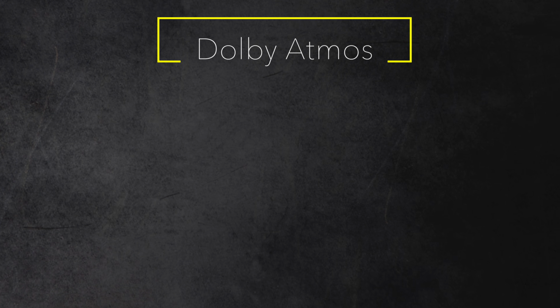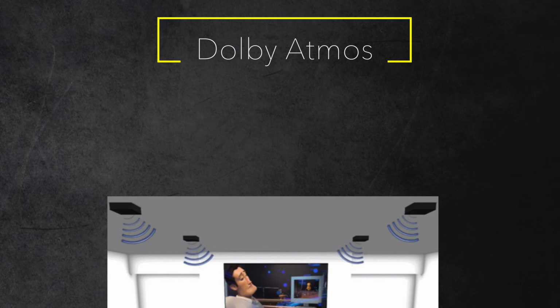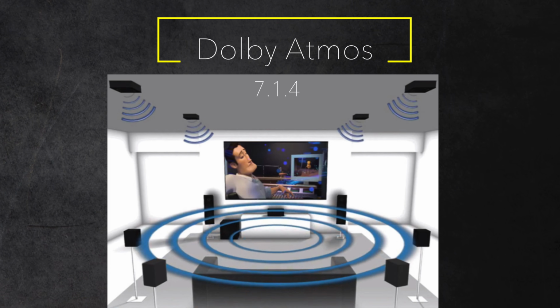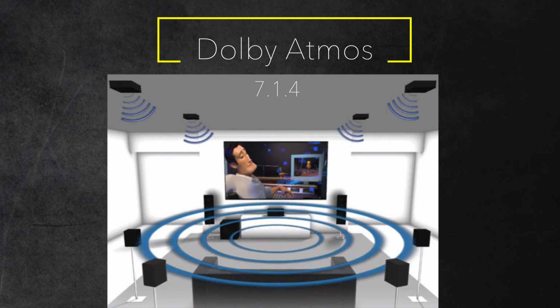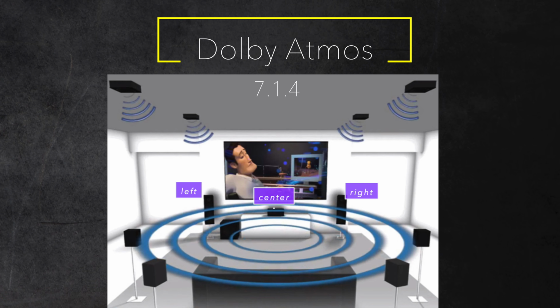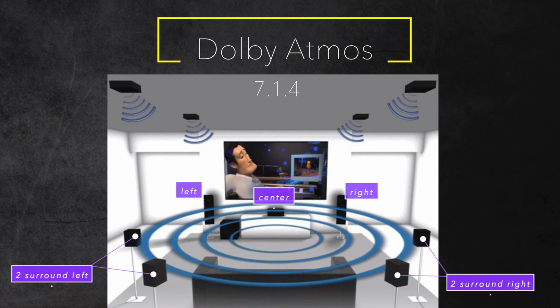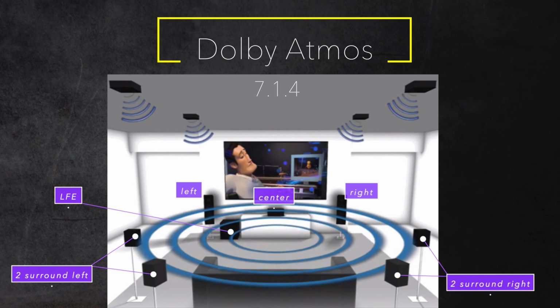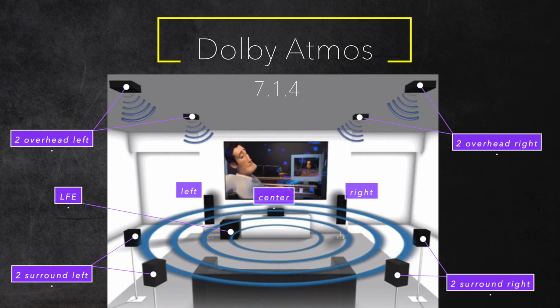Dolby's recommendation to mix in Dolby Atmos is to have at least a 7.1.4 speaker setup. That means 7 speakers at ear level, which is your left and right, a center, and 4 surround speakers. The dot 1 again represents the LFE channel, and the dot 4 at the end refers to the number of height or overhead speakers.